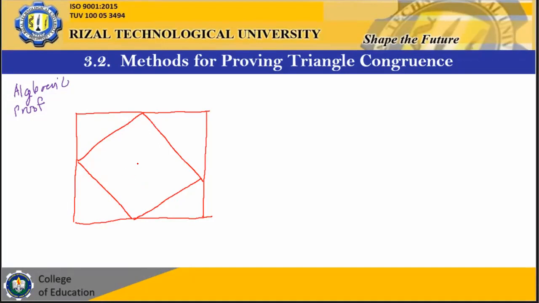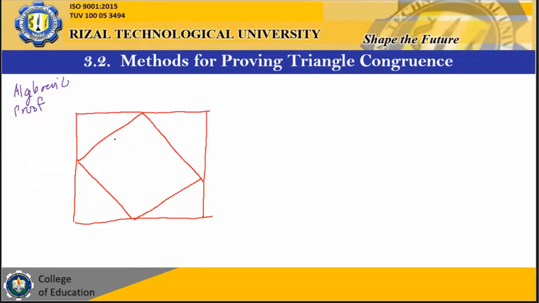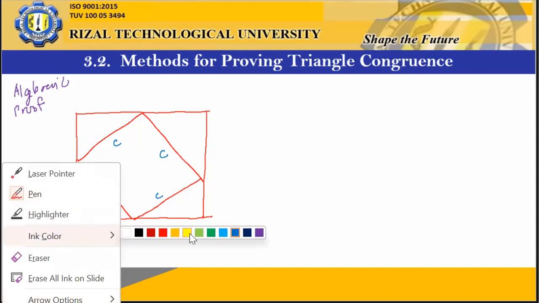Now, okay. So since we have a smaller square with sides C, so C. Okay? So that's the area for our square with length C. Then if we are to notice as well that we have here how many triangles? How many triangles? 4. Apat po. Okay, we have 4 triangles.